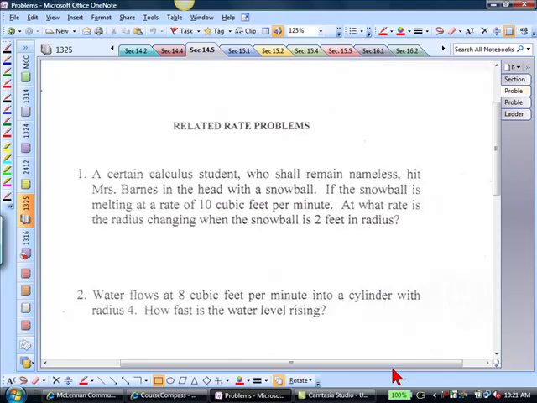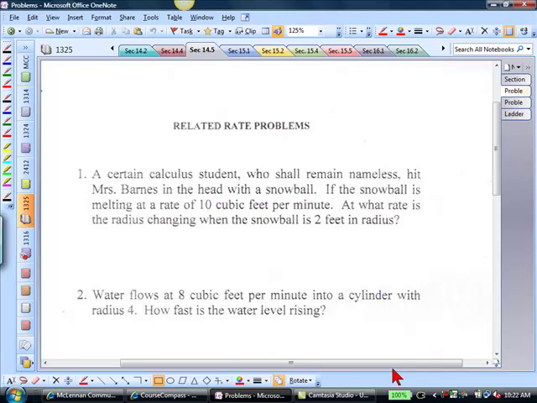is that a big snowball or what? Yeah, well, I don't know. Okay, just go with it for me. All right, at what rate is the radius changing when the snowball is 2 feet in radius? And Ms. Barnes will be like collapsed when it hits.